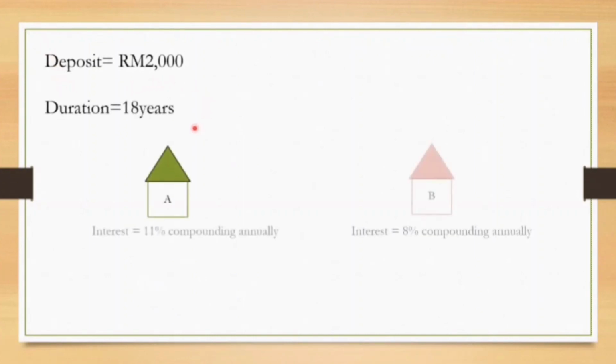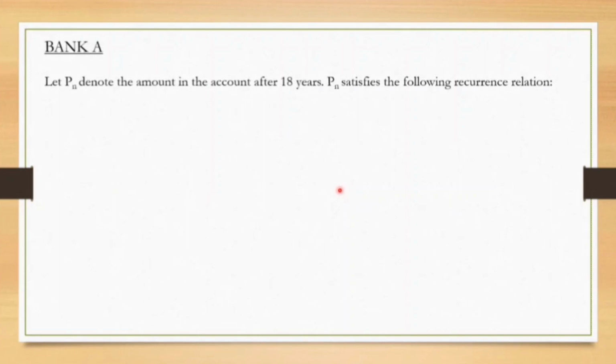Okay, so let's say that we want to deposit 2,000 ringgit for our son for 18 years. Bank A gives us 11% interest compounded annually, and bank B gives us 8% interest compounded annually. Let's calculate for bank A first. We will be using a recurrence relation to solve this problem.